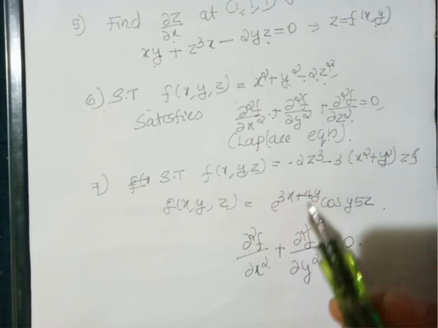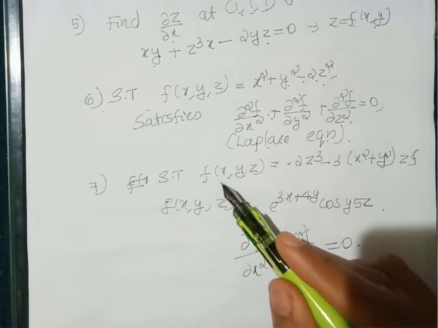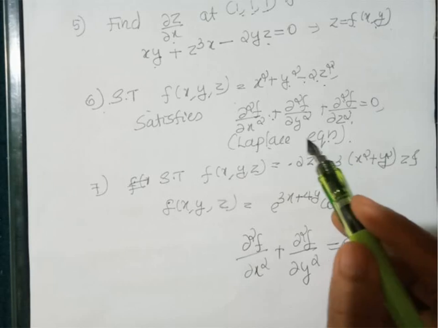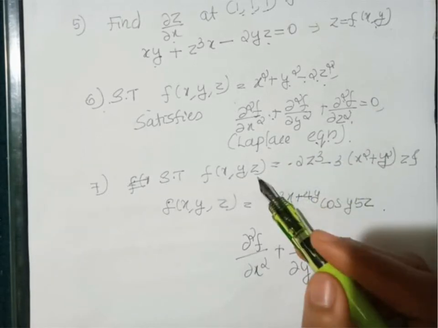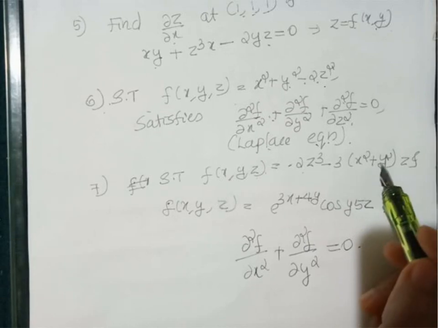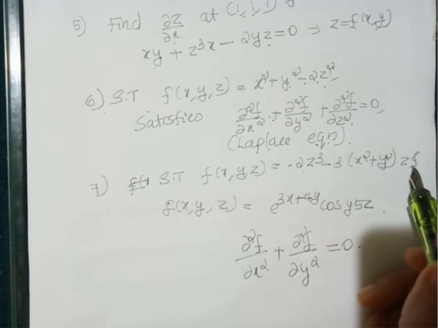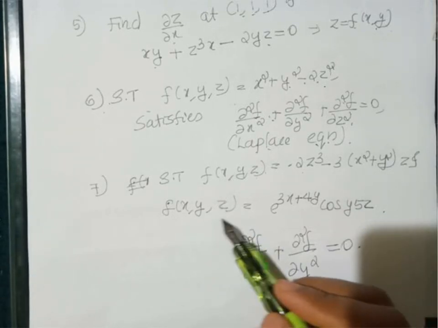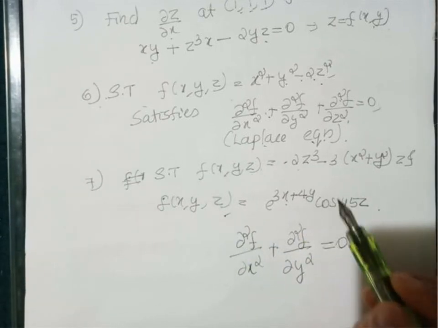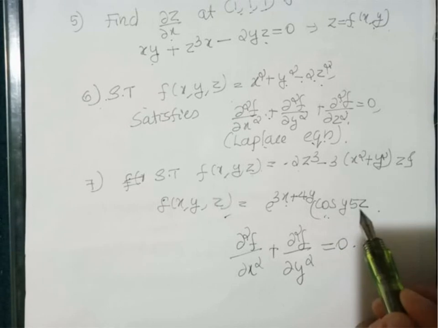Again, show that it satisfies the Laplace equation: f(x,y,z) = 2z³ − 3(x²+y²)z. And one more: f = e^(3x+4y) cos 5z.